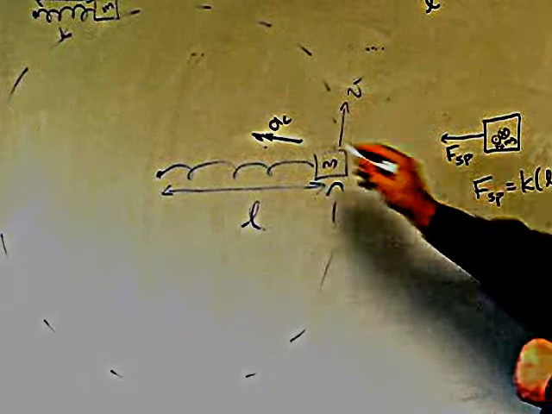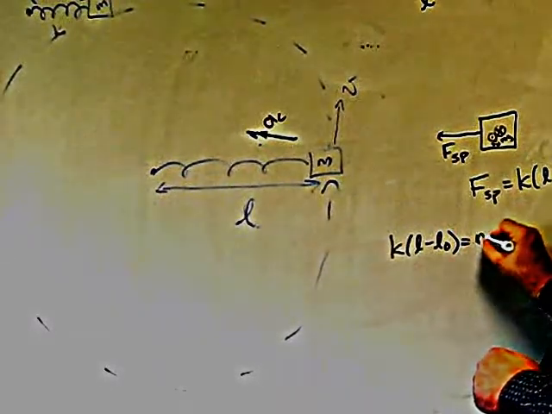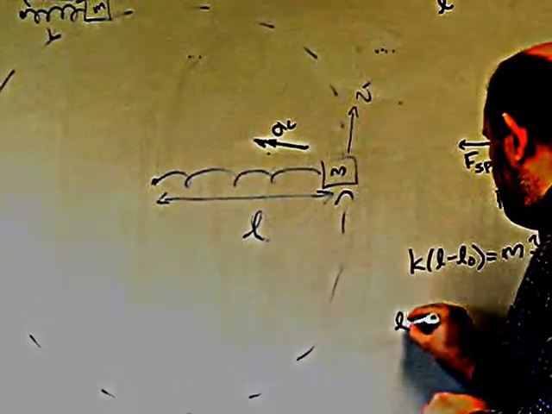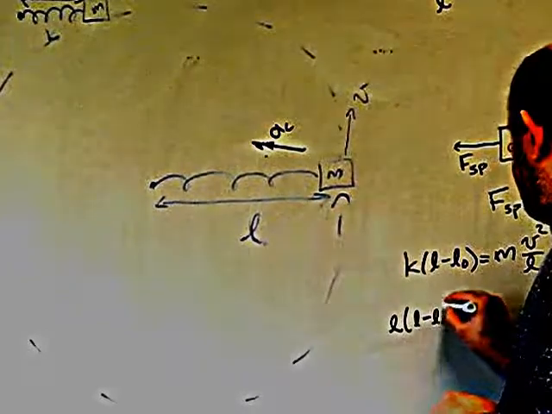And then that has to equal the mass of the block. So K times L minus L0, that's the net force to the left, has to equal the net acceleration to the left, has to equal M times AC, which is V squared over L. Okay, and so then the question is, what is L? Well, this already tells us what we need to do. At this point, we can just solve this for L. So I'm going to do that. I have L times L minus L0.